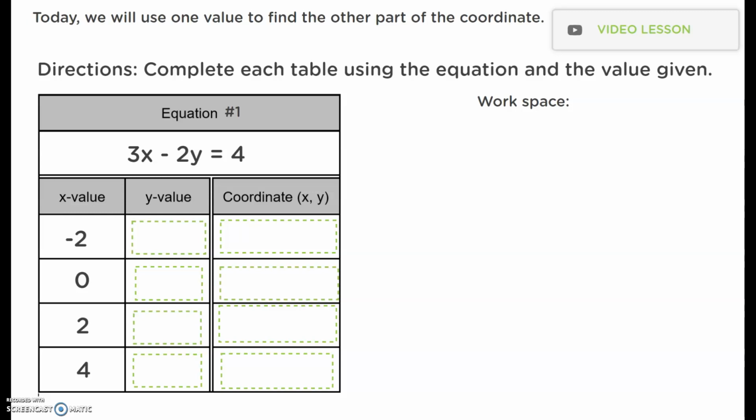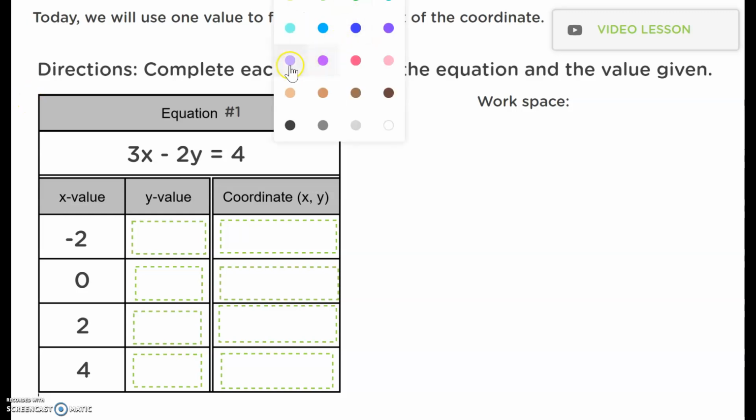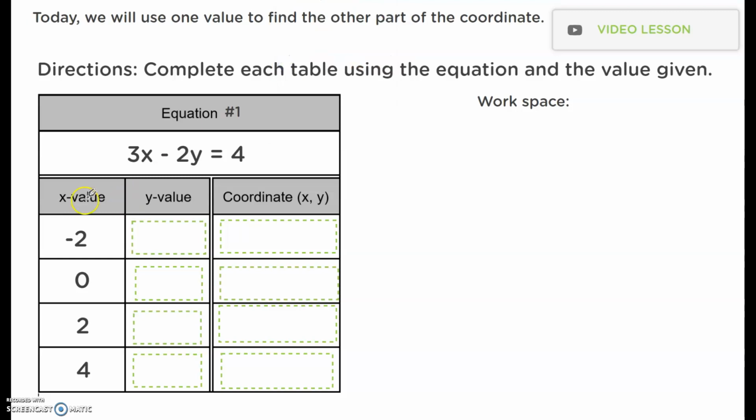So I've set up this table for you where there's an equation and I gave you the x values, and how I know that the x values are given to me. If I look at my table, here are my x values, and go straight down. So what I'm going to do is for each of these x values, I need to find the y value that also makes it true.